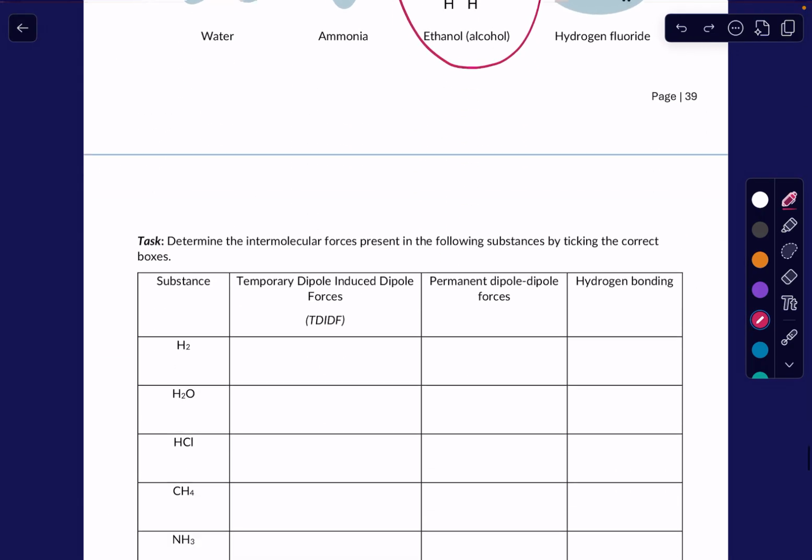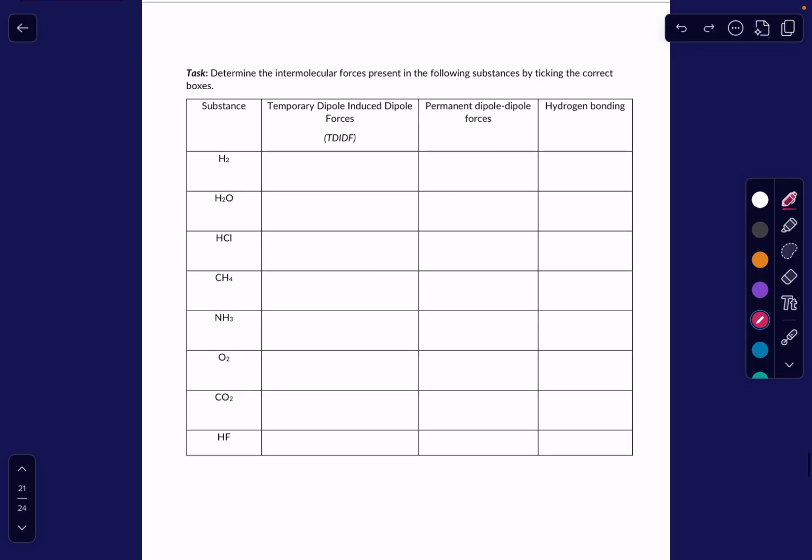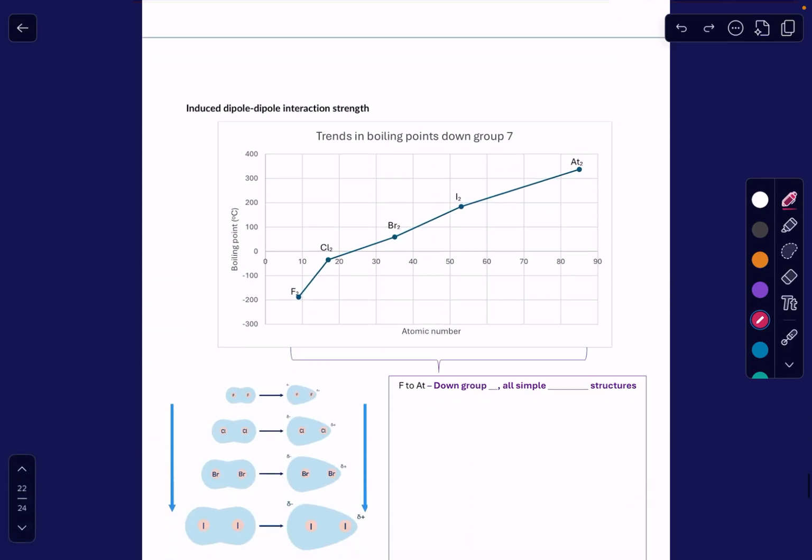Right, I've got a table here for you guys to complete. Really, really simple. I know it looks overwhelming on the screen. I just want you to tick the intermolecular forces present in each one of these molecules. Look at what's in the molecule, look at what it's bonded to, give it a tick. All right, let's move on.